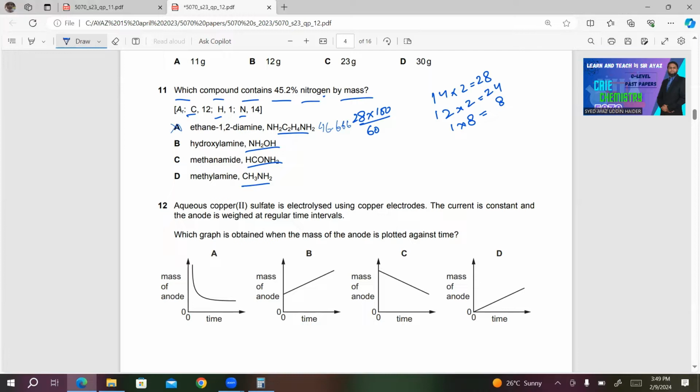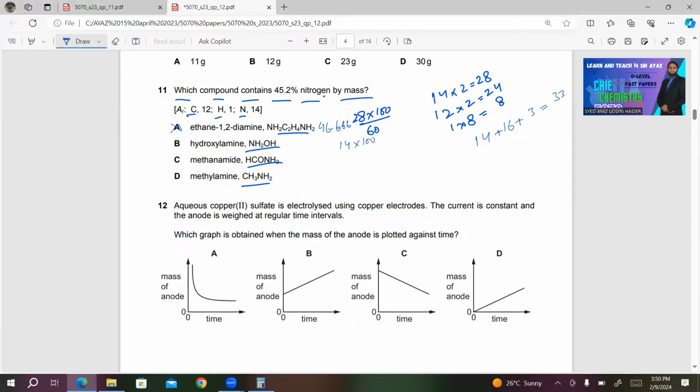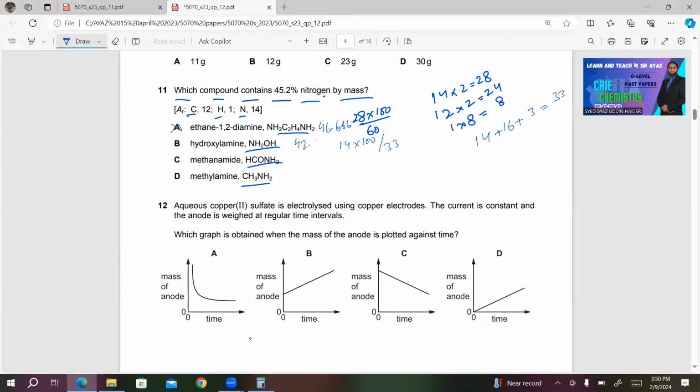The MR for NH2OH will be 14, we have 1 atom of nitrogen, 1 atom of oxygen, plus 16. We have 3 atoms of hydrogen, so we have 3. If you add up these, what you will get? 14 plus 16, 30. 30 plus 3, 33. 14 multiplied by 100 and divided by 33. 42.424. This is also incorrect.